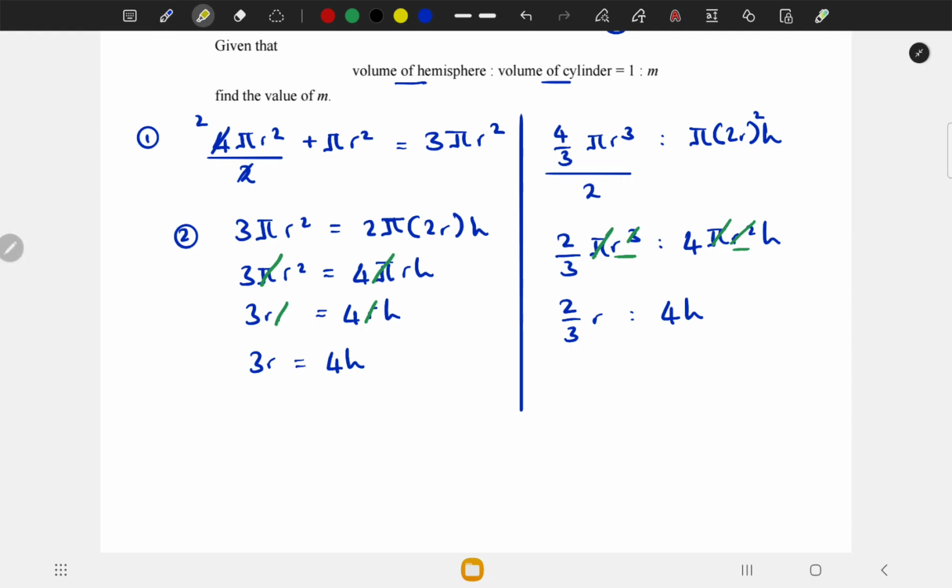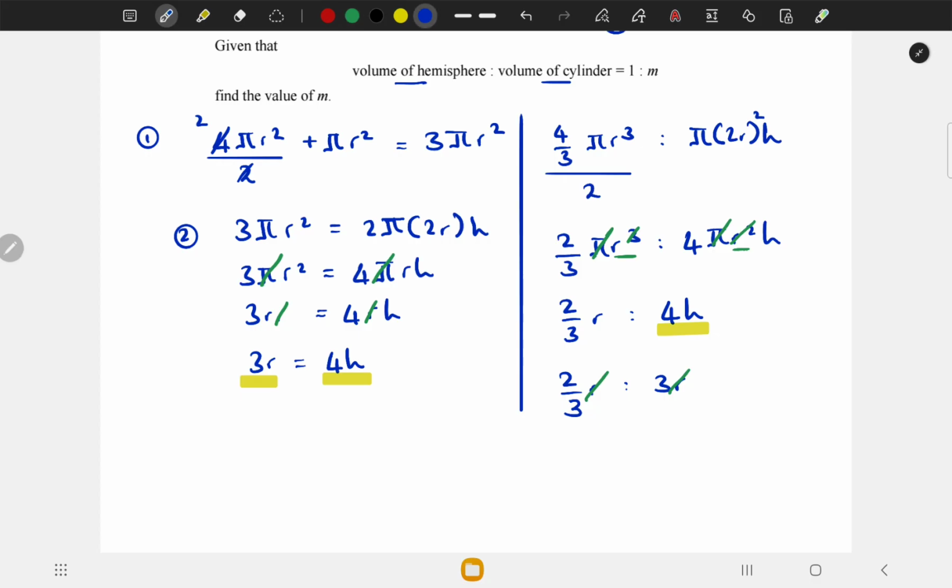If you remember what I have on the side of my screen, 4h is equal to 3r. So I can come here and in place of 4h, I can indicate 3r. This is what I have. Now that I have a r on both sides, I can cancel these out. And that is what I am left with.